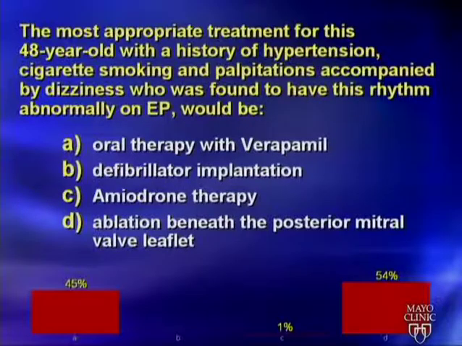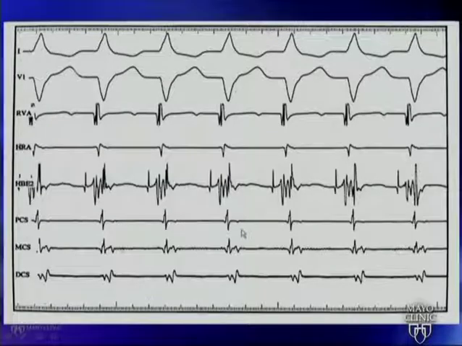Okay, fair enough. So you're right. Always think ablation when there is arrhythmia. But you don't ablate in the ventricle. You don't ablate in the mitral valve region. So what this is, AV node reentry, AV node reentry.